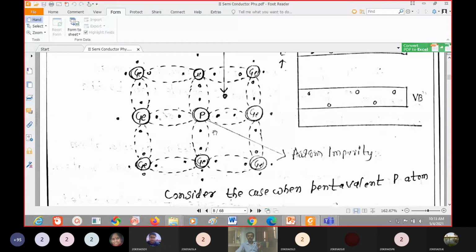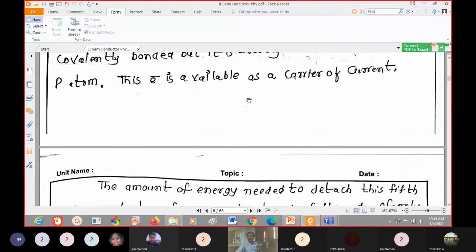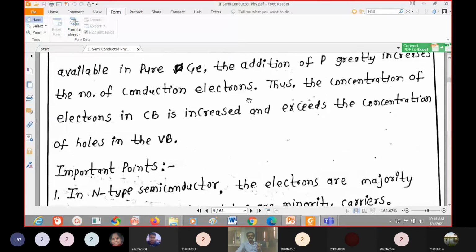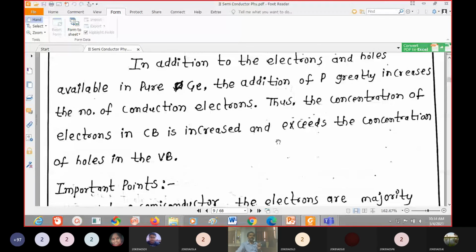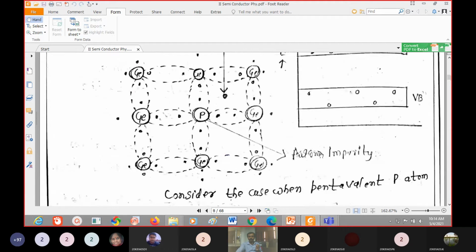Here we are adding even a very little amount of impurity, but millions of phosphorus atoms are added. So there will be millions of free electrons present in the n-type extrinsic semiconductor. Compared to the holes, the electrons are very high. Holes are also present here.